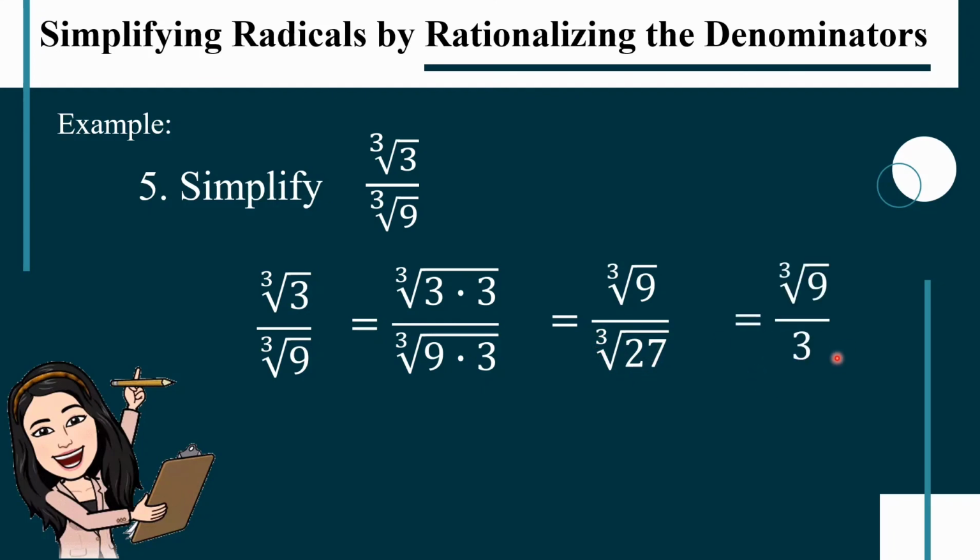So, nailabas na natin siya. Wala na ngayon tayong radical sa ating denominator. We already rationalized the denominator. So, we have cube root of 9 divided by 3. So, this is our simplified form.